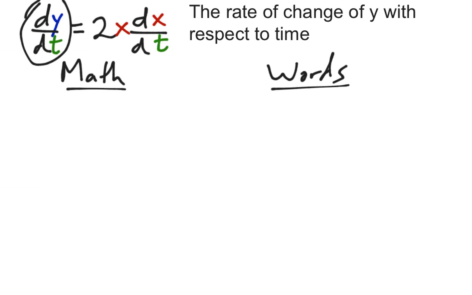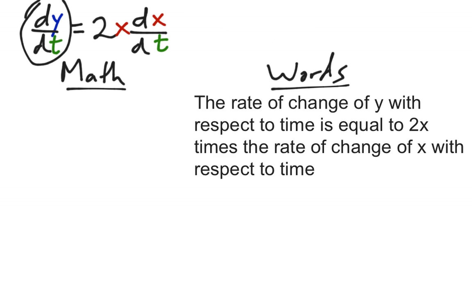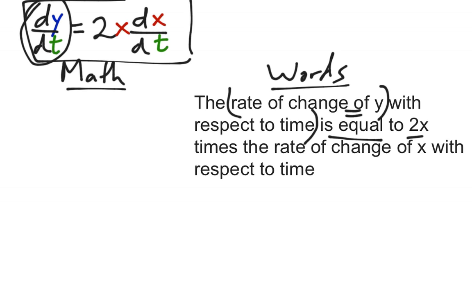So the rate of change of y with respect to time is equal to 2x times the rate of change of x with respect to time. I'll move it down here so we can see it. Essentially, the way this short, nice little sentence works is that it says the rate of change of y, that's the dy/dt, with respect to time, is equal to 2x times the rate of change of x with respect to time, that's the dx/dt at the end.